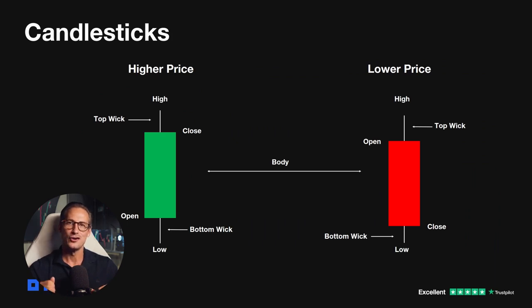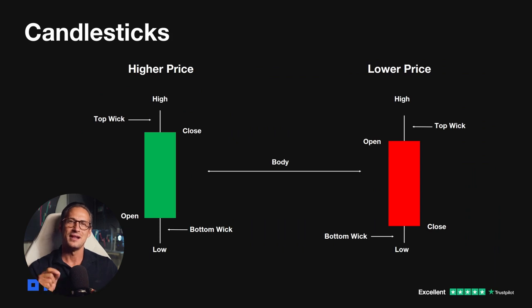The wicks show us the entire trading range during a specific time frame. The range. Let's assume these are 60-minute candles. The wicks would tell me that during these 60 minutes, the price of the asset has chopped at least once below the opening price and was at least once higher than the closing price.